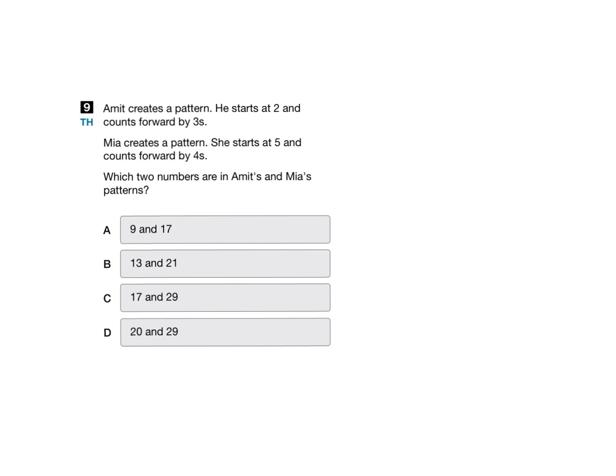So let's read this one here. It says, Amit creates a pattern. He starts at 2 and counts forward by 3s. Then we have Mia, who creates a pattern. She starts at 5 and counts forward by 4s. Which two numbers are in Amit's and Mia's pattern? Okay, let's figure out their patterns first.